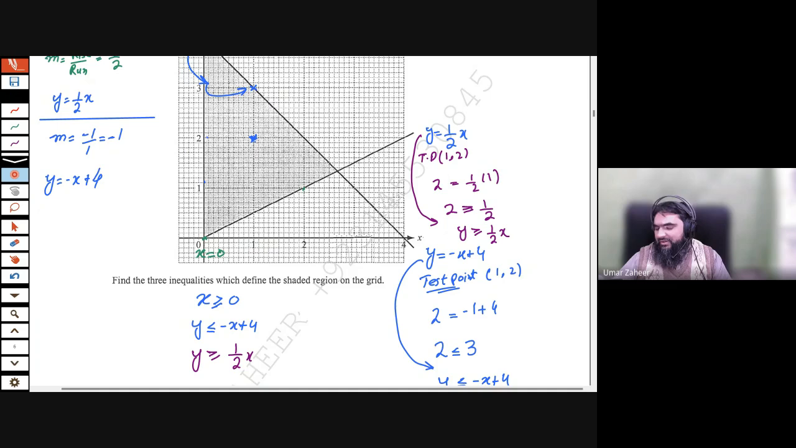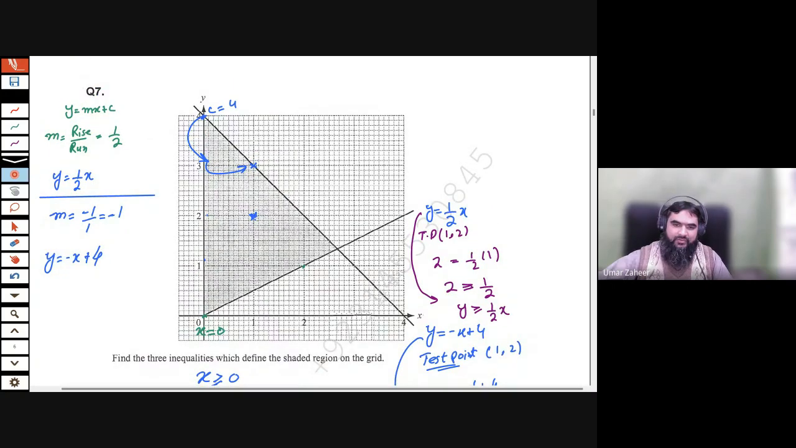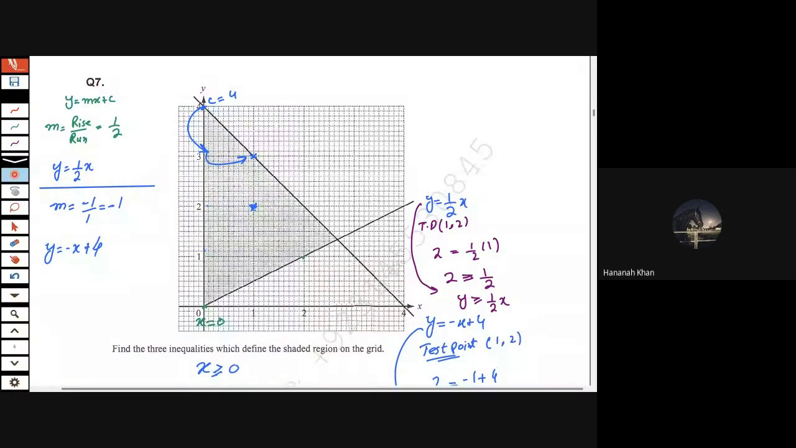For these types of inequalities in this format, you have to use a test point. Substitute the test point, and when you get a numerical answer, you substitute the inequality sign. You can clearly see that it will be the less than sign. If I write greater than, obviously 2 is not greater than 3. The same sign you substitute into the equation, and that becomes the inequality. Does anyone have a question till here?